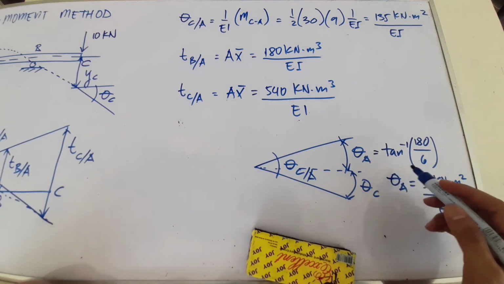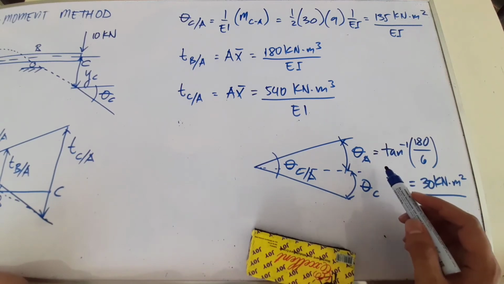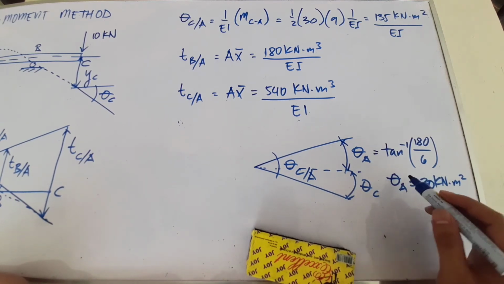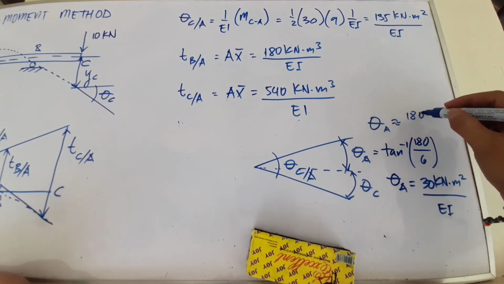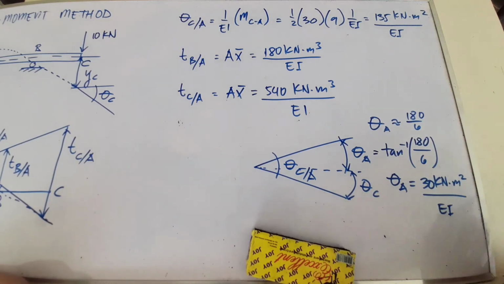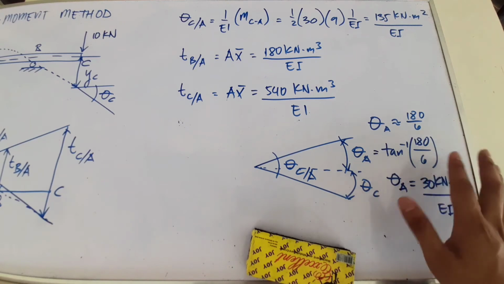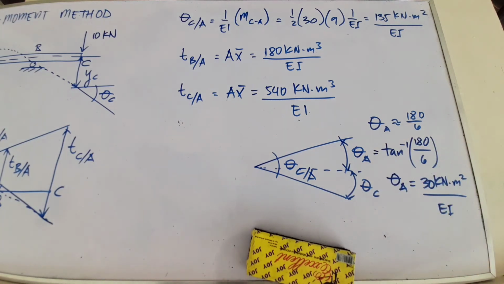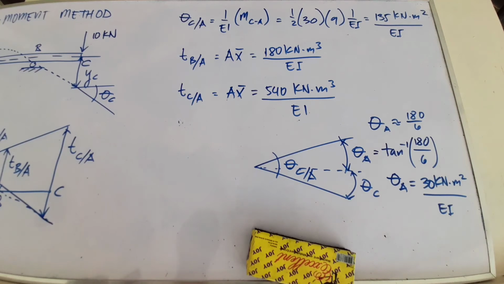Kasi for very small angles, exaggerated lang naman yung deflection line natin, no? Theta A actually is a very small angle, so theta A is approximately 180 divided by 6. Pag tangent or sine, pag masyadong maliit yung angles, nai-equal na siya dito. Konti lang kasi yung difference pag tangent negative 1 mo pa at saka yung 180 divided by 6. So, theta A is just 30 kilonewton m square. Kasi ito m cube, tapos ito naman m, so makakancel yung isang m. So, meron na tayong theta A.